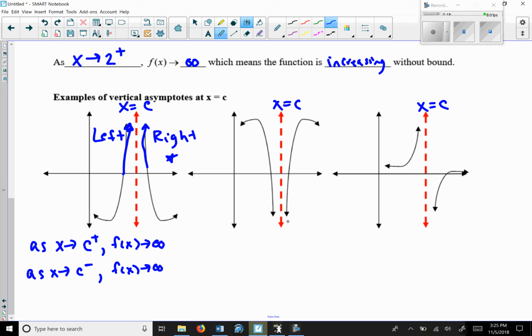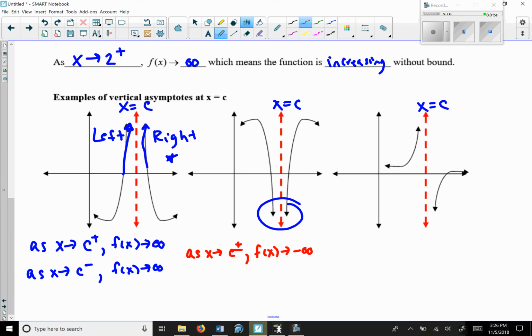So we'll do that in the next one, because in this next one you can see they're both going towards negative infinity as we approach c from the left and right. So a way that you can write that together would be as x approaches c from the right and left side, f of x approaches, in this case, negative infinity. So you can write that all together.